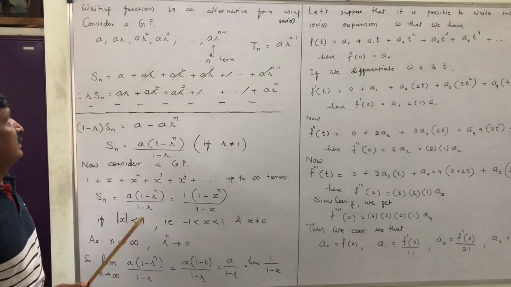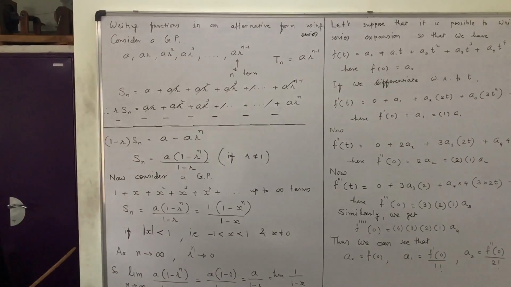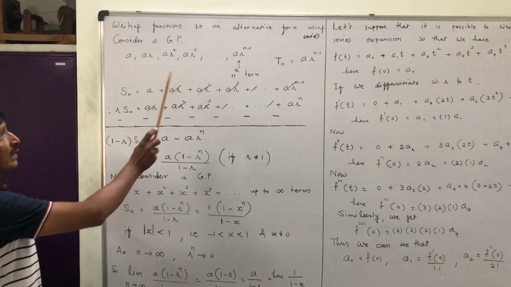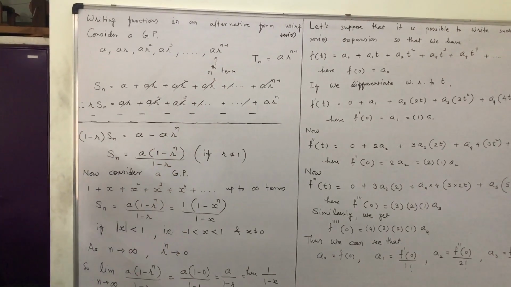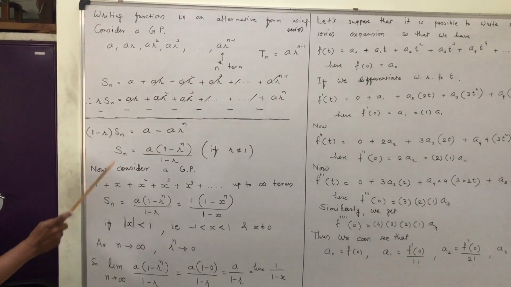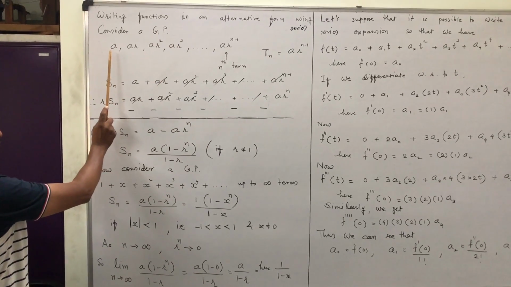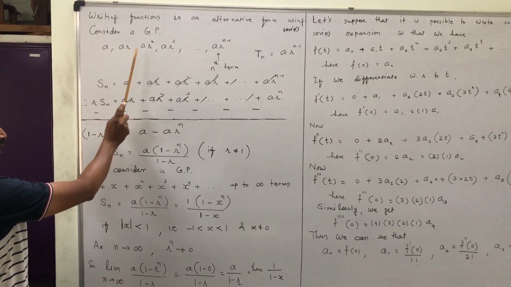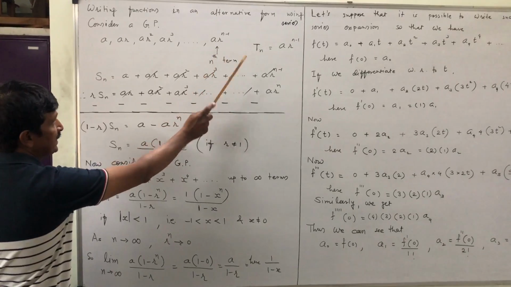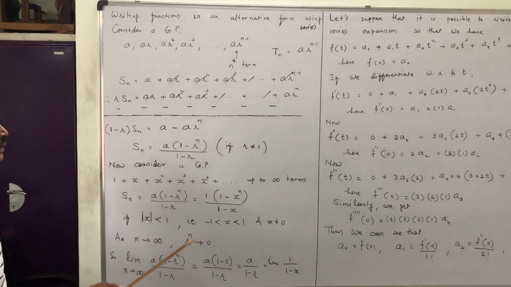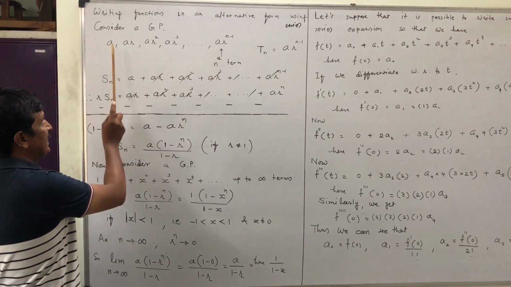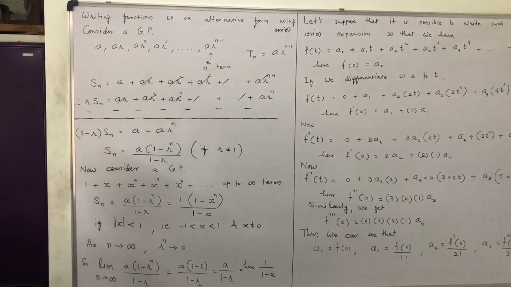Today we will study successive derivative. Writing a function in alternative form using series, using an infinite series. Consider a GP, geometric progression. First term is a, second term ar square, ar cube, nth term is ar raised to n minus 1. First term is a and constant ratio is r.